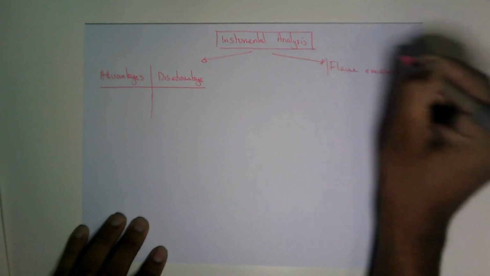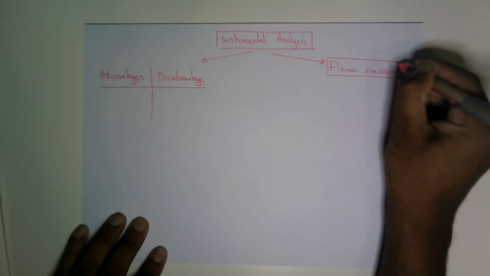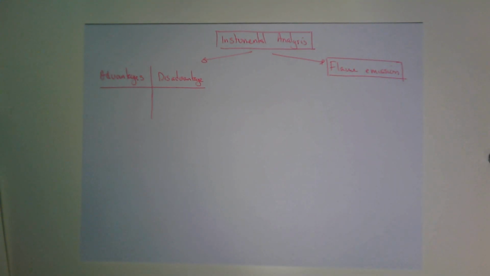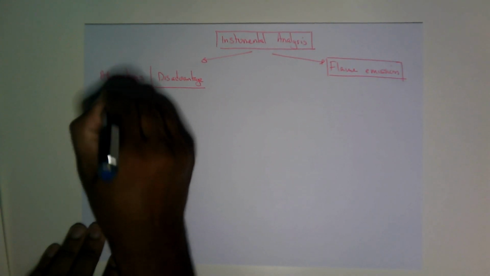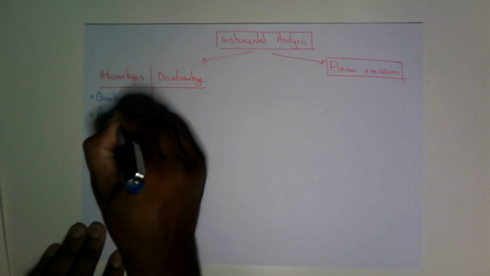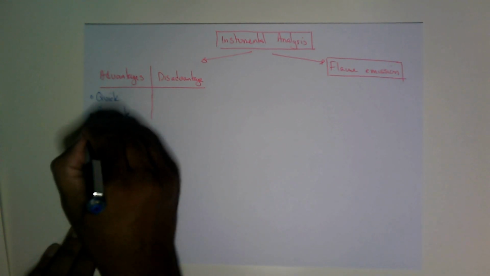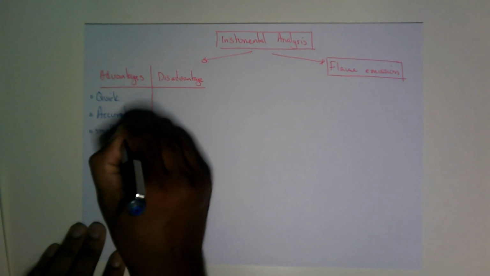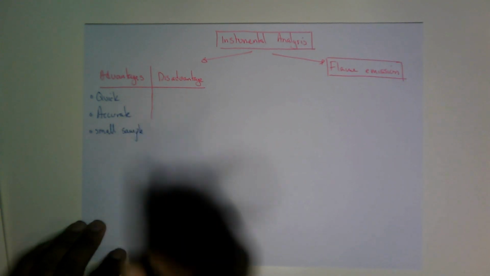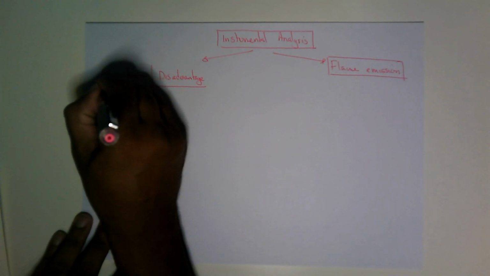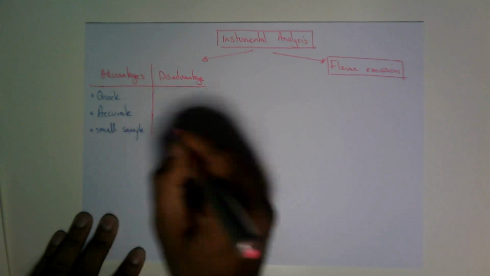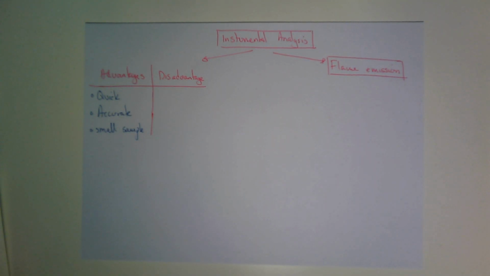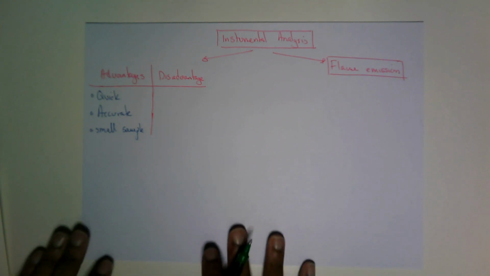Right, okay, so advantages and disadvantages of instrumental analysis. Now, the main advantage with instrumental analysis is that it's very rapid, it's very quick, so you can get results really, really quickly. It's generally very accurate, and you only need a small sample to get some results. So you don't need a large sample size. You can do it with quite a minimal amount of sample to get some good results.